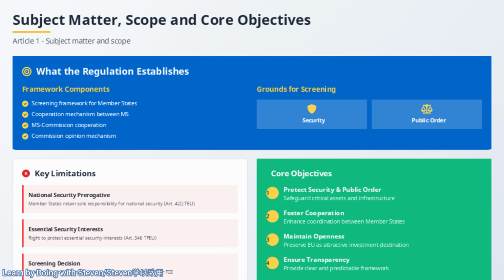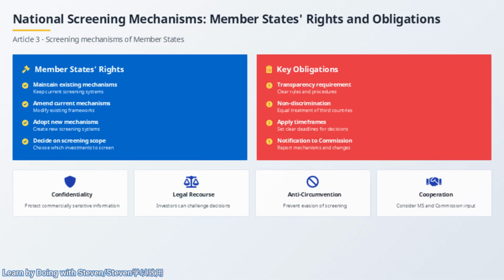It's crucial to understand the limitations here. Member states retain the sole responsibility for their national security. The regulation does not limit a member state's right to decide whether or not to screen a particular investment. This then raises the question, what are the specific rights and obligations for the member states themselves?